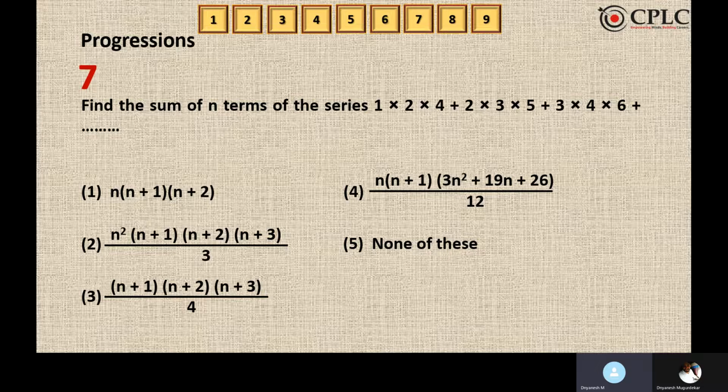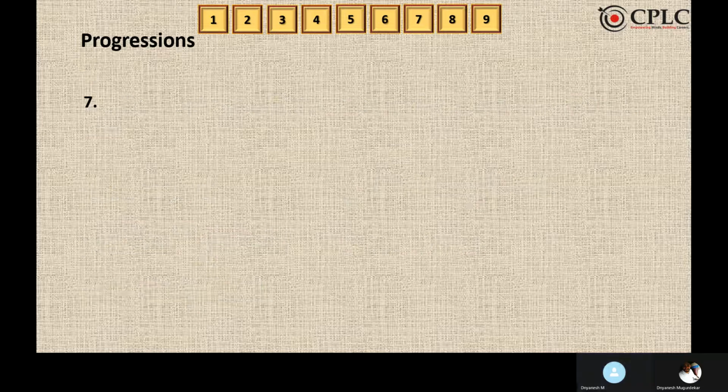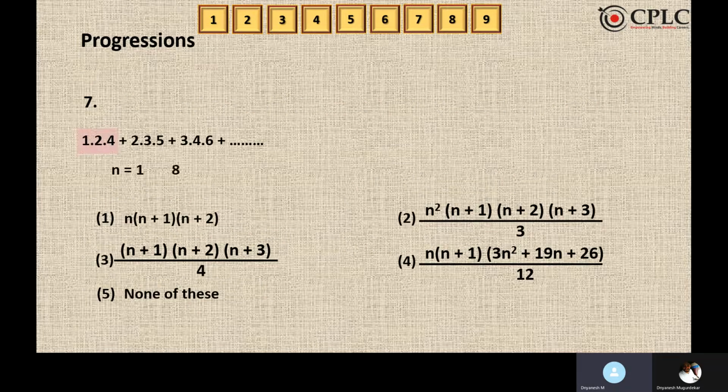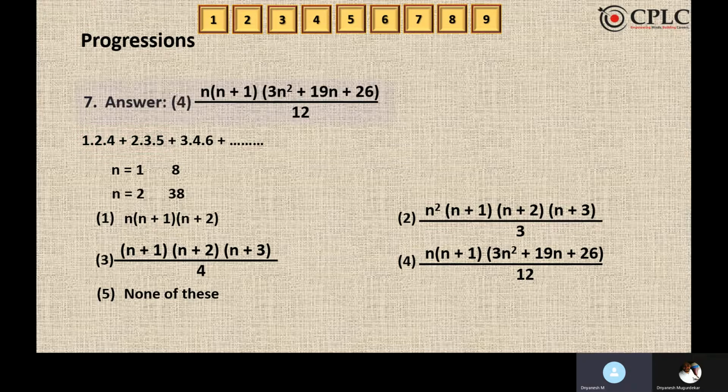When you substitute n as 2, so sum of first two terms will be 8 plus 30, that is 38. And when you substitute n as 3, 8 plus 30 plus 72, that is 38 plus 72. When you substitute n as 3, you should get the result as 110. So you just have to check from the options which option is going to give you all these three values. And only one option satisfies that. It is purely the matter of calculation. No other thing is required at all, really.